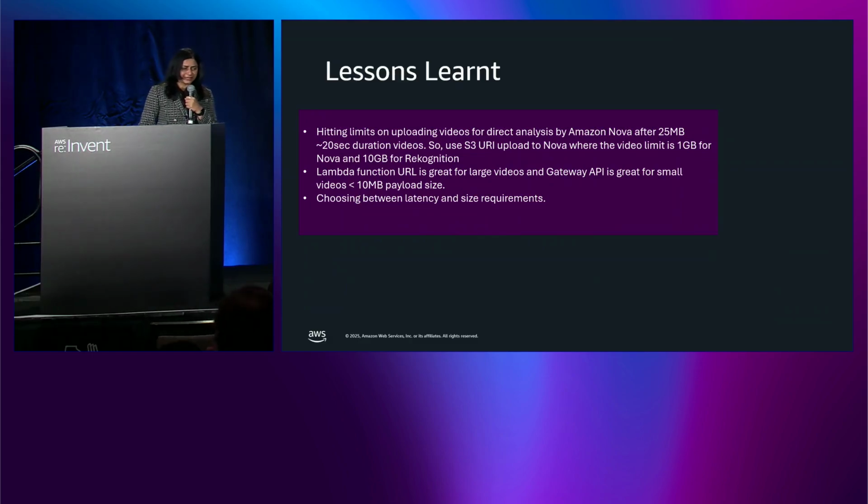I think lessons learned, I kind of already touched on a few of those things, hitting the limits of the size of the video and then figuring out what is the other way for me to pass on these videos to models like Nova. So for Nova, the limit that you get is 1 GB. And if you're uploading it on S3, you can actually upload a video as big as 1 GB. And the other thing I wanted to point out was I did not have to do any kind of frame extraction.